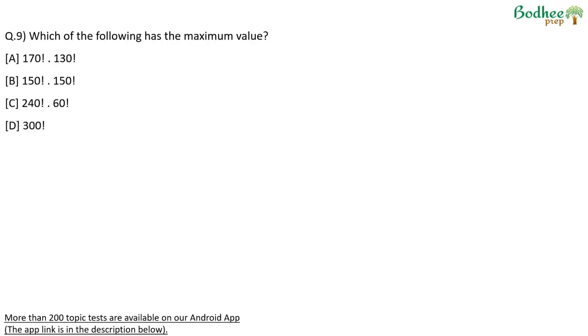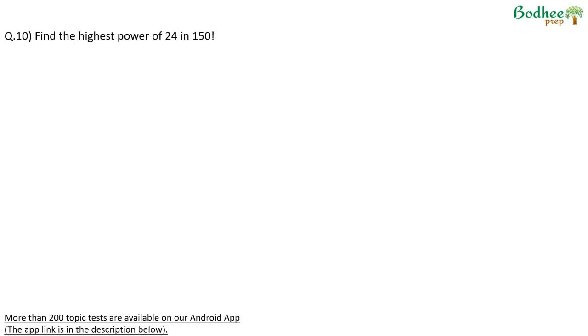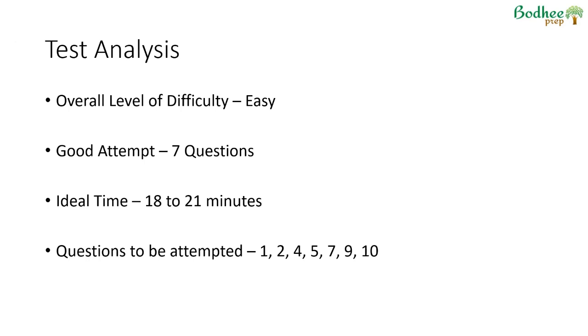Definitely doing this, a simple observation will give you the answer for this question as long as you understand factorials. And again, this is a standard process, should be attempted in the exam. So for me, my attempt for this paper will be 1, 2, 4, 5, 7, 9, 10.